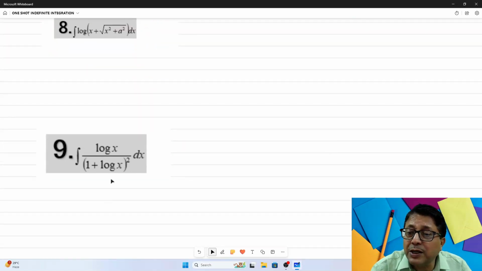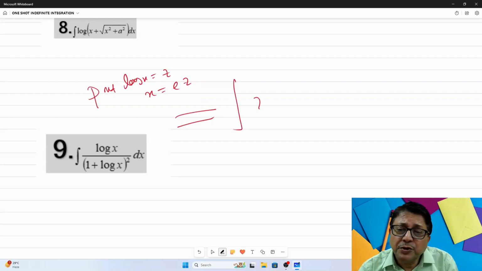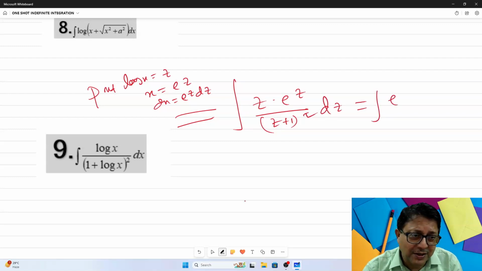And for the next one, log x by this, I told you put log x equal to z. So x is e to the power z. This should be z dx, what is it? And you have done this kind of sum, isn't it? This you can do it yourself. You can't? Yes, you can.